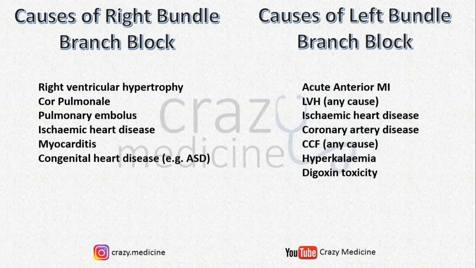Here are some causes of right and left bundle branch blocks. The important causes of right bundle branch block are right ventricular hypertrophy due to any cause, pulmonary embolus, ischemic heart disease, and congenital heart disease like ASD. The important causes of left bundle branch block are acute anterior wall MI, left ventricular hypertrophy or congestive cardiac failure of any cause, and important ones are hyperkalemia and digoxin toxicity.